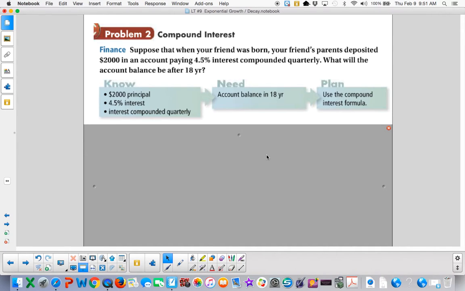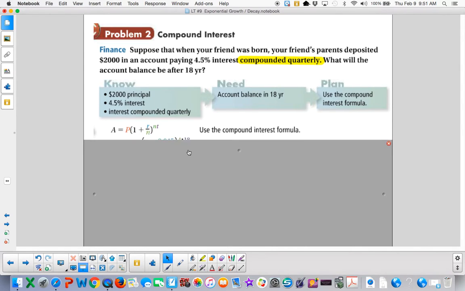And let's try this problem. Suppose that when your friend was born, your friend's parents deposited $2,000 in an account paying 4.5% interest compounded quarterly. So this fact that we are compounding it quarterly makes things just a little bit more complicated. So what will the account balance be after 18 years?